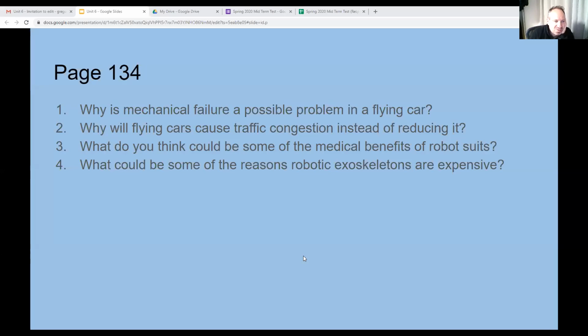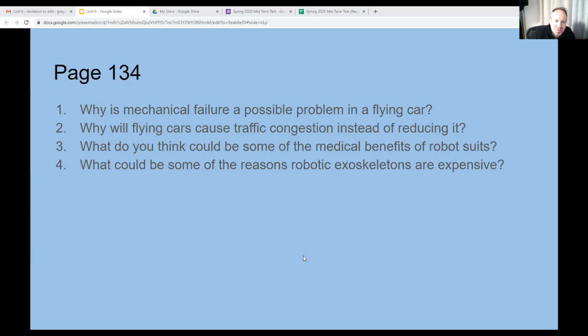Okay, number 2, why will flying cars cause traffic congestion instead of reducing it? Well, as the article says, if flying cars become extremely popular, there'll be more and more and there'll be congestion anyway in the air. There'll have to be rules as to where you can fly, what level, etc. And it might get a bit complicated, but congestion means traffic jams, and there could be traffic jams in the air. Sounds pretty strange, but it's obviously possible in the future.